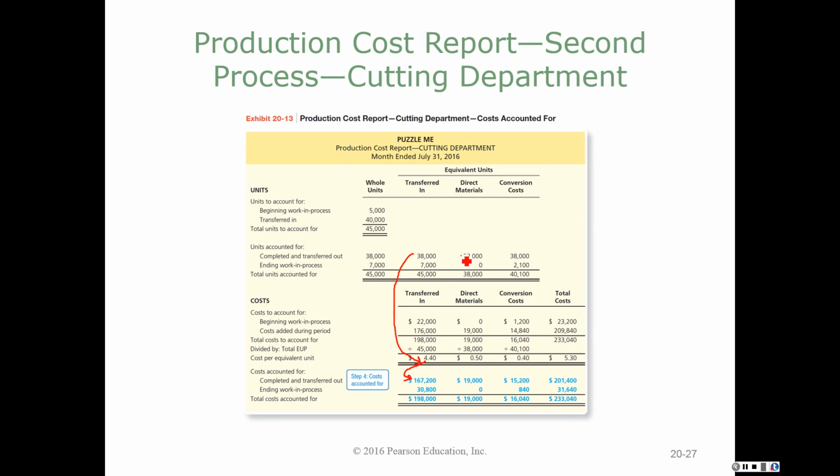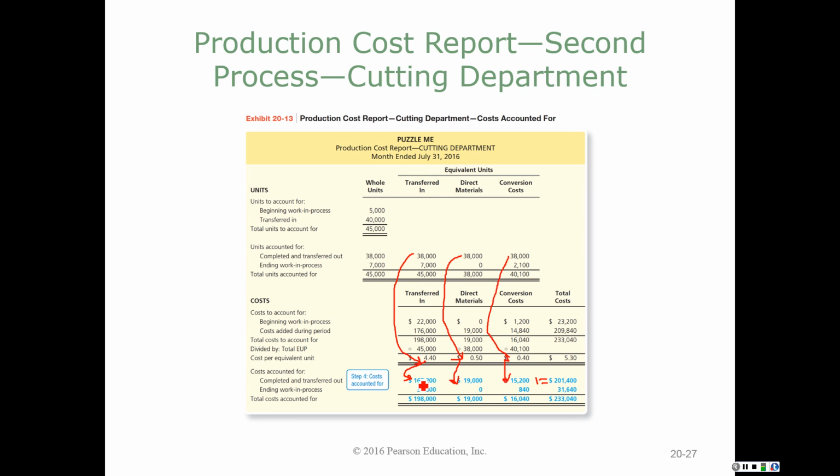38,000 units finished in regards to materials times 50 cents per unit for materials. This is the cost that gets transferred either to the next work in process account if we had one, the next process, or to finished goods if we're done. And in this example, we're finished. The puzzles are ready to be sold. Conversion cost: 38,000 finished units times 40 cents a unit, and that is the cost that will get moved to finished goods.